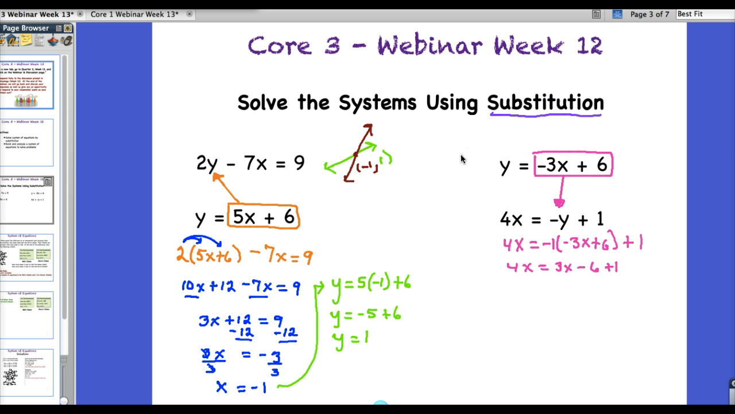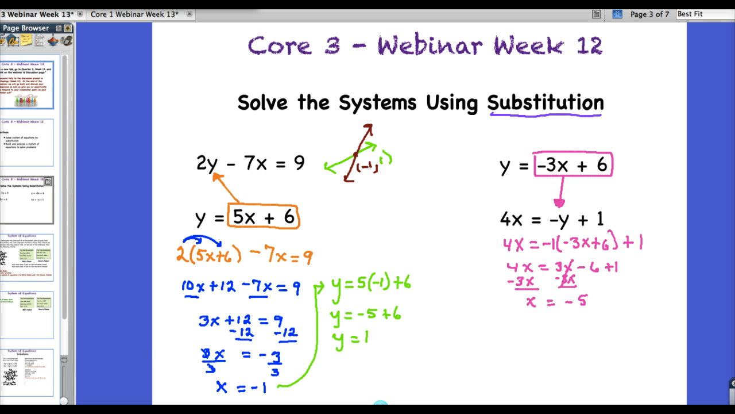Okay, so what I'm going to do is solve for x. So I'm going to subtract 3x, move it to the other side. I'm combining like terms, basically. 4x minus 3x is just 1x. Okay, and then these are gone. 3x minus 3x is 0. I'm going to combine -6 plus 1 to give me -5. Okay, so that's what x is.